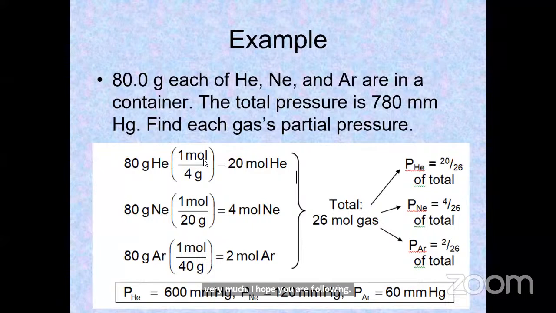You are following the examples we are doing. So we can go to the next.